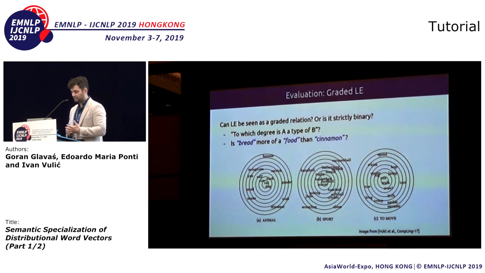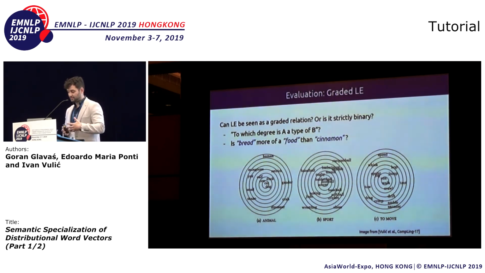So if I give you a pair of words, you need to predict the degree to which the first word is a hyponym of the other word. Arguably, this has some backup in psycholinguistics and some theories behind it. If I ask you, is cinnamon a food, you might say yes, but if I ask you, is bread more of a food than cinnamon, you will also say yes, so there is some kind of grading to it.